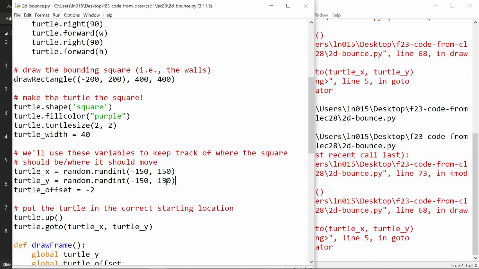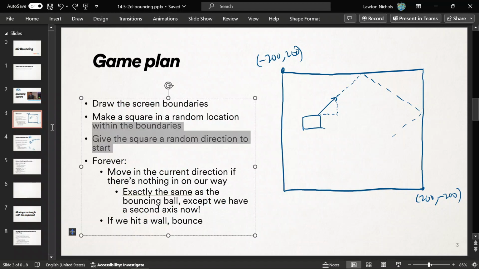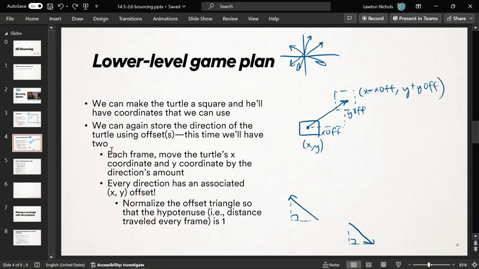All right. So what do we need? Random direction to start, and a direction is a pair of offsets. It is an x offset and a y offset as well. All right. So both of those all at once, and those are going to affect where the turtle moves to. Okay. So let's start coding that up. That's going to be important. Let's see here.